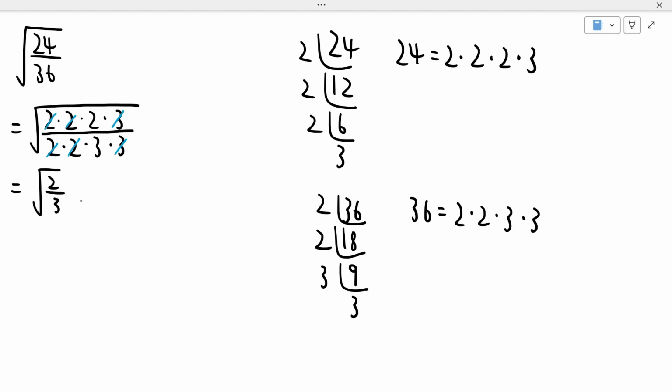So recall that if we have a square root of a fraction, we can rewrite it as a fraction of the individual square roots. So we can rewrite square root of 2 over 3 as square root of 2 divided by the square root of 3, because square root of a divided by b is equal to square root of a divided by the square root of b. The last thing we need to do is to rationalize the denominator, and what this means is we need to ensure that there are no square roots in the denominator.